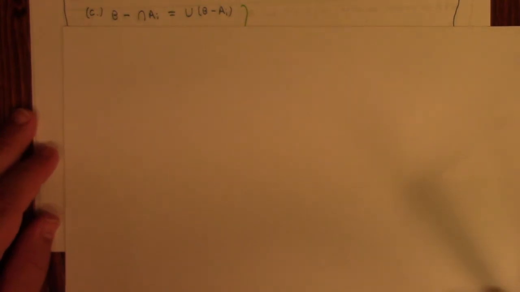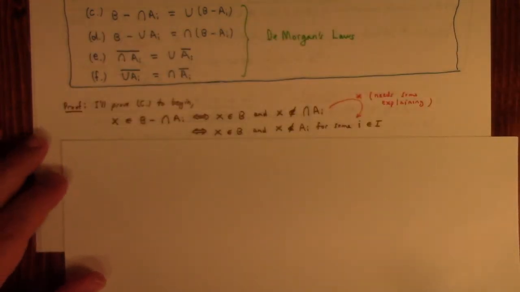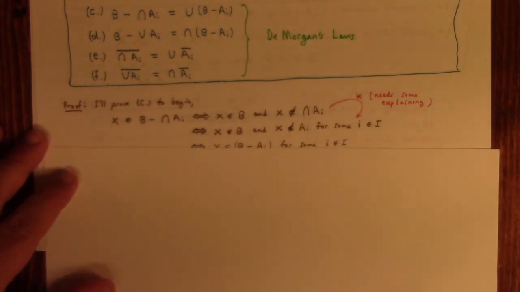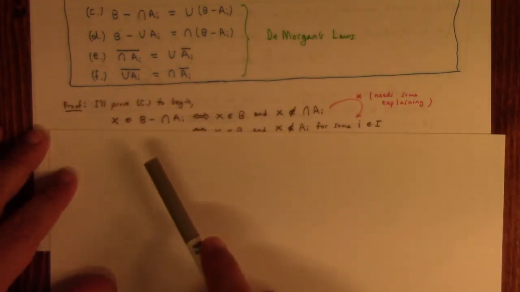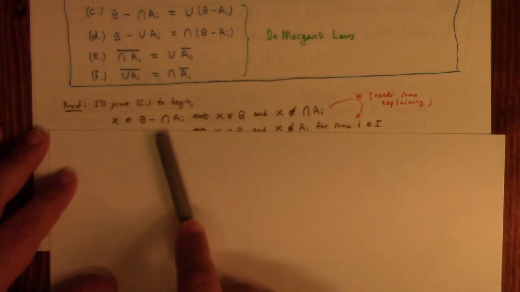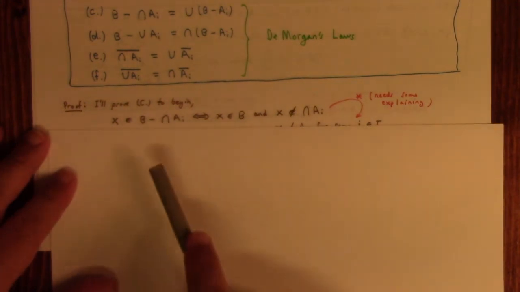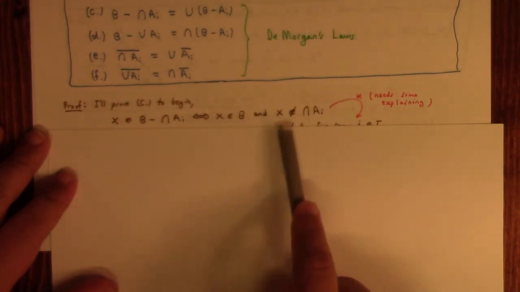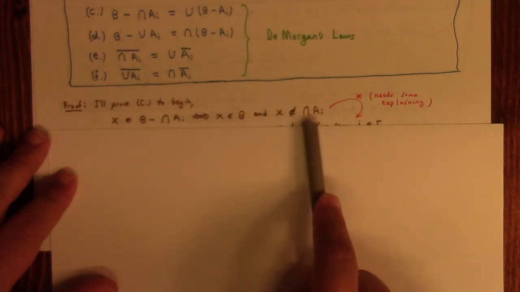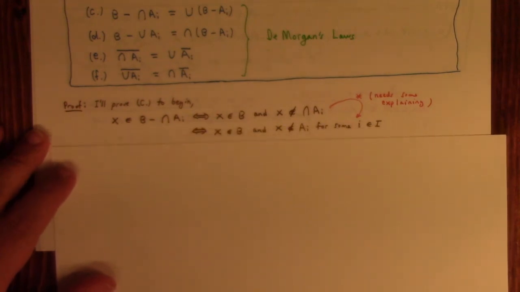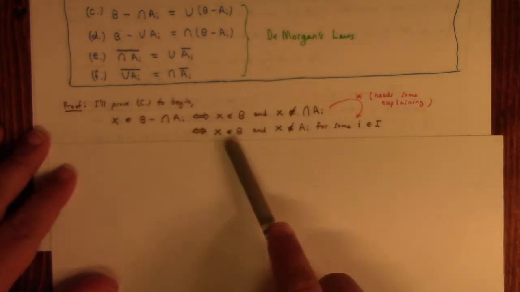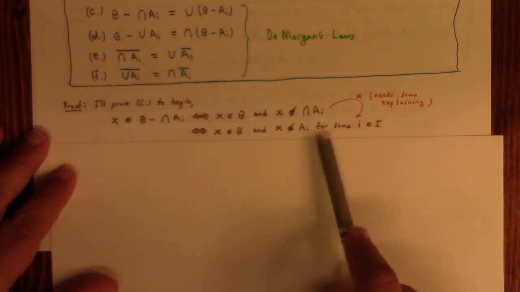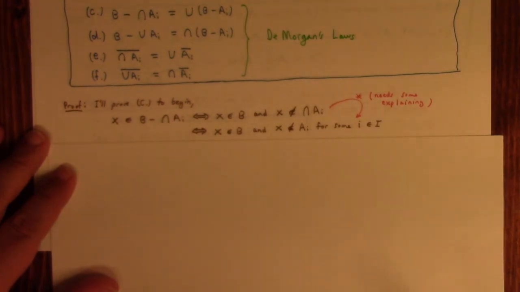So C is that. So I'm going to go for a biconditional proof, I would call this. So X is an element of B minus the intersection of A sub I means X is an element of B, and X is not an element of the intersection of A sub I. Now I make a little bit of a jump here. I say, well, that means that X is an element of B and X is not an element of A sub I for some I in I.